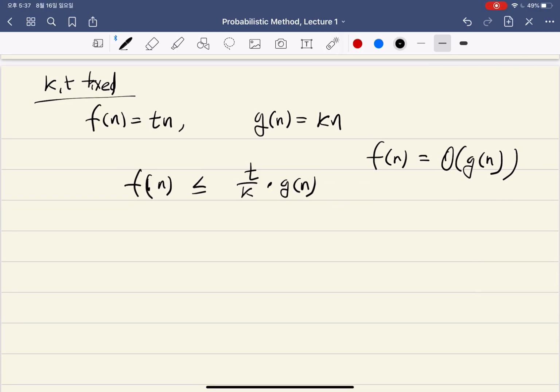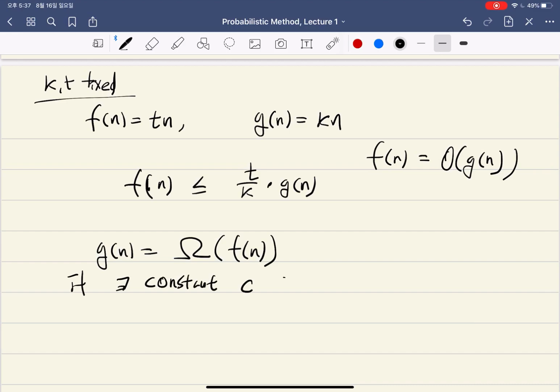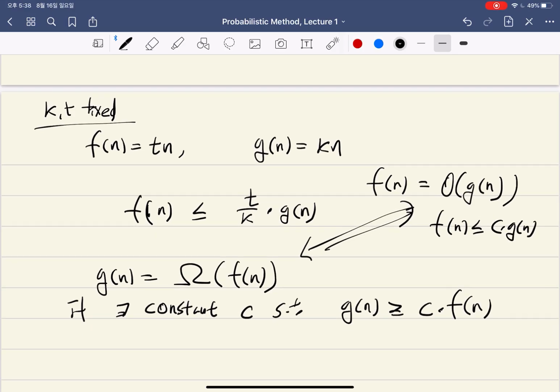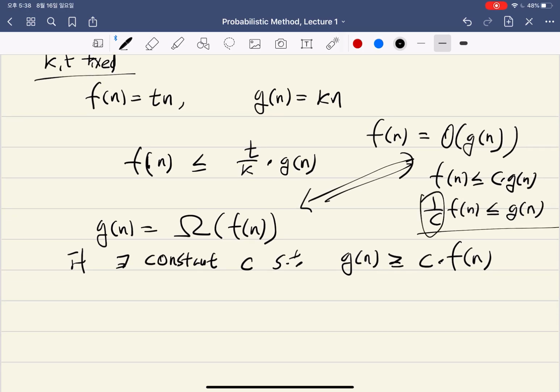And we say that g(n) is big omega of f(n) if there exists some constant, say small c, such that g(n) is at least small c times f(n). So these two are actually equivalent because this is the same as 1 over c times f(n) is smaller than or equal to g(n). So this c and small c are both constants. So these two cases are equivalent.